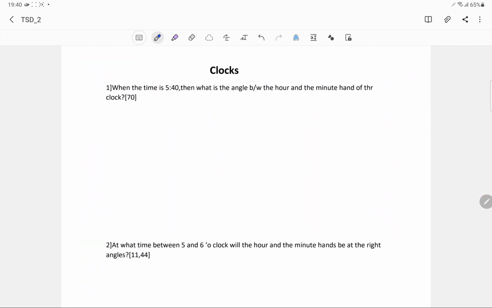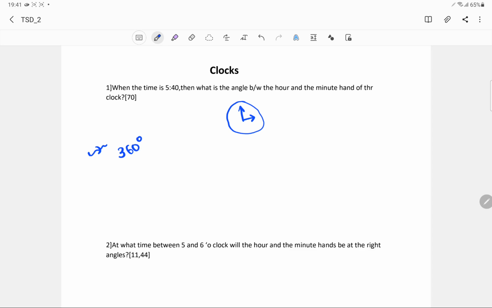So the first question is: what is the angle between the hour and the minute hand? So this is the clock, and you have a minute hand, and you have an hour hand. You have to basically find out the angle between the hour and the minute hand. So this is a very standard question. Now let's try and see this. So the entire clock is 360 degrees.